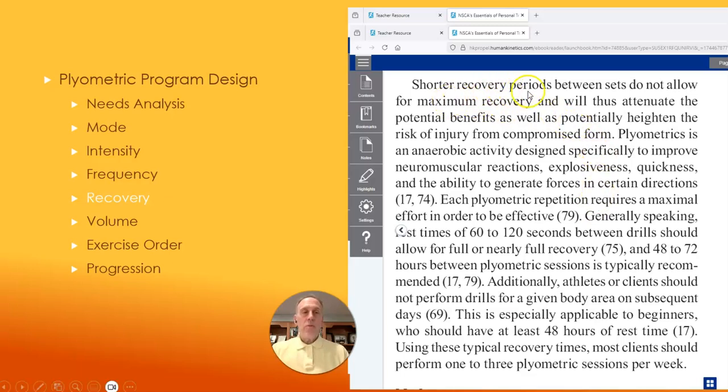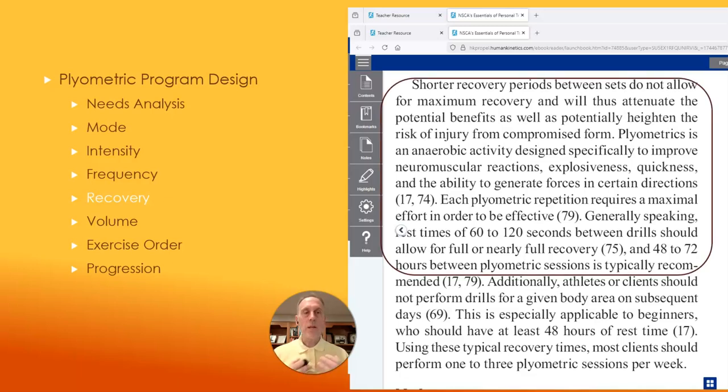If you have shorter recovery times in between, they say it will attenuate, and it's going to take away from the potential benefits, is what they're saying there. You want to have the ability to have maximal effort with every one of your plyometric movement patterns. So if you were doing multiple medicine ball throws for a minute, it's an AMRAP, as many reps as possible protocol. You're doing that as a conditioning type of drill, not so much an explosive type of drill. What they get into in this little paragraph is that it's anaerobic in nature, and really it's way over to one side. It's the phosphagen system, and it should be very explosive in nature.